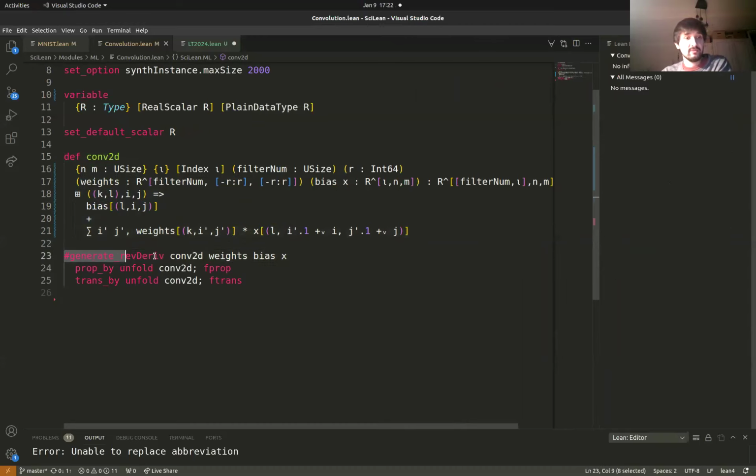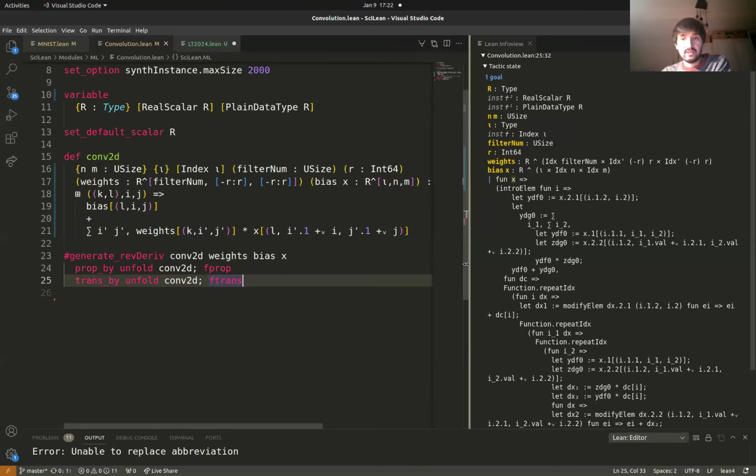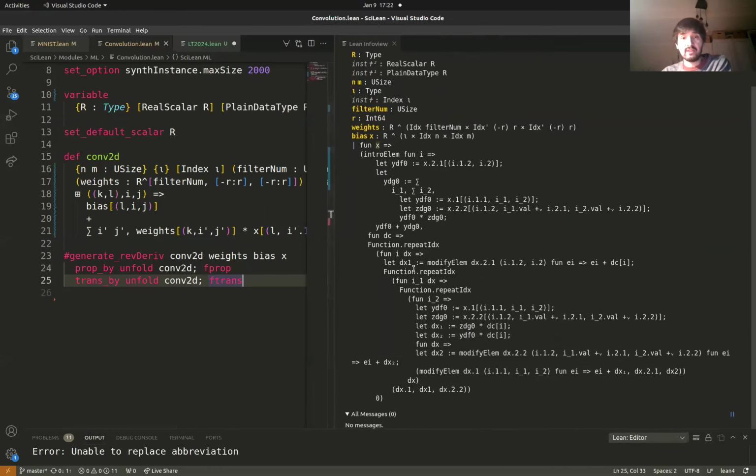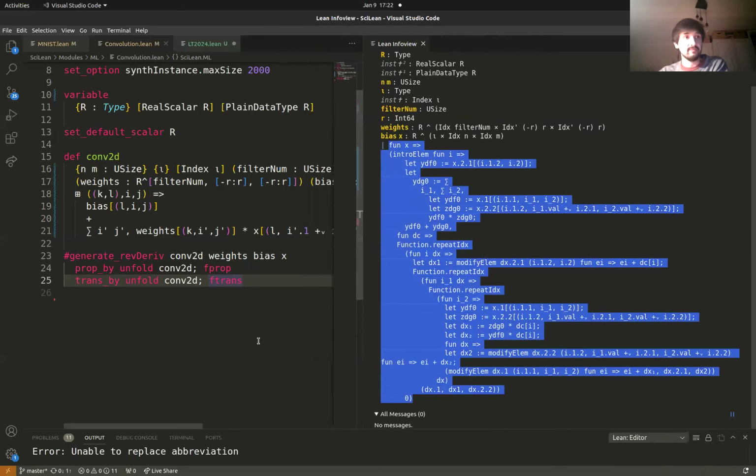And here, I just generate the derivatives, and I think it's nice that you can again inspect the derivative of the convolution layer. And if you spend some time just looking at it and trying to decipher it, then you realize that it's doing something relatively reasonable.